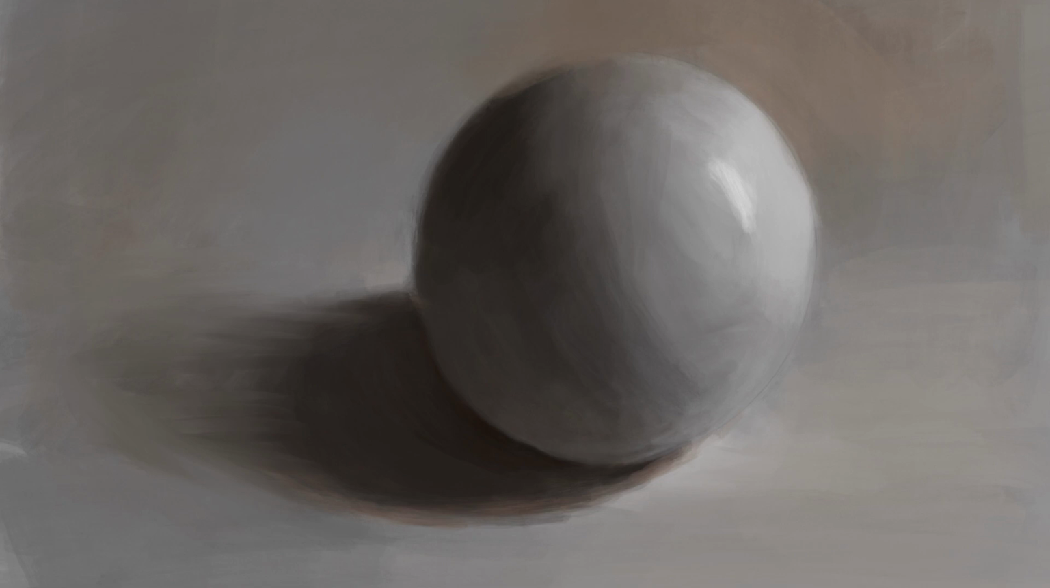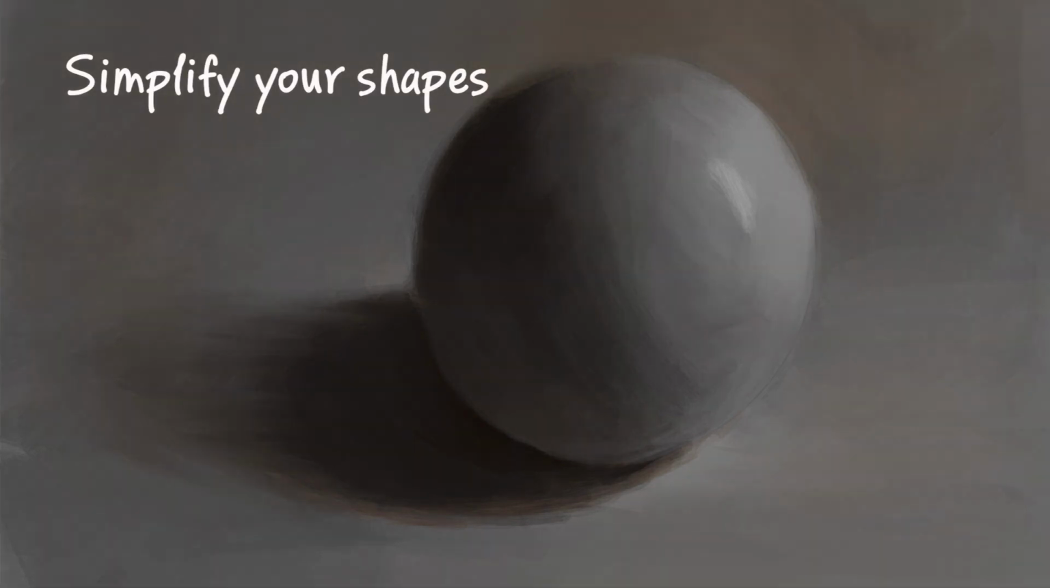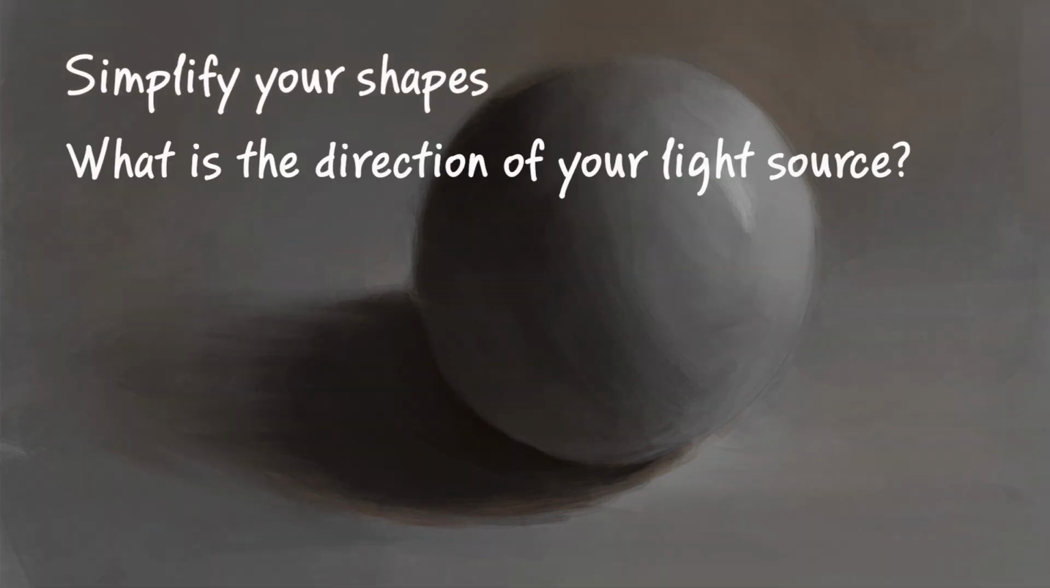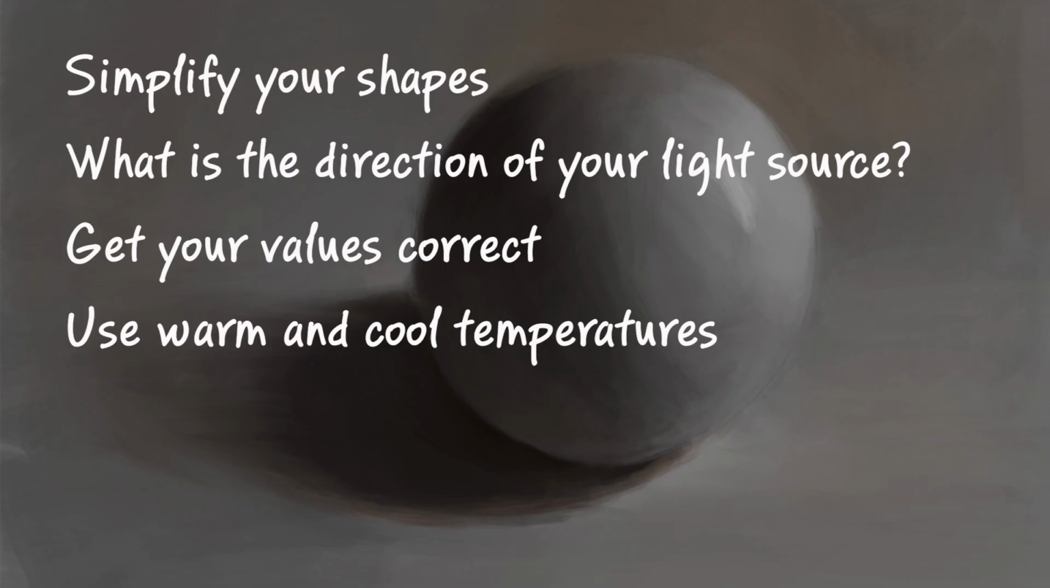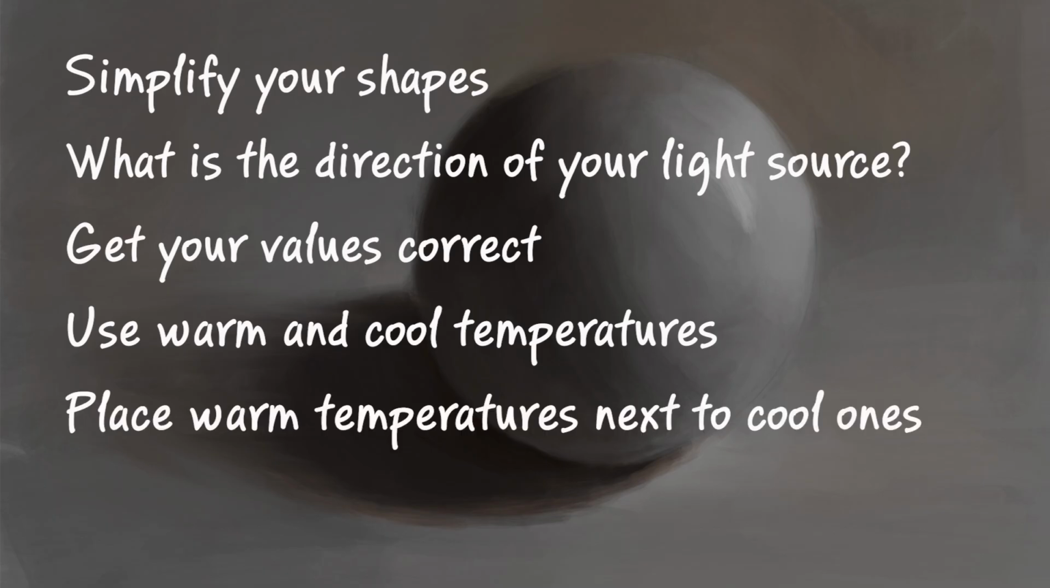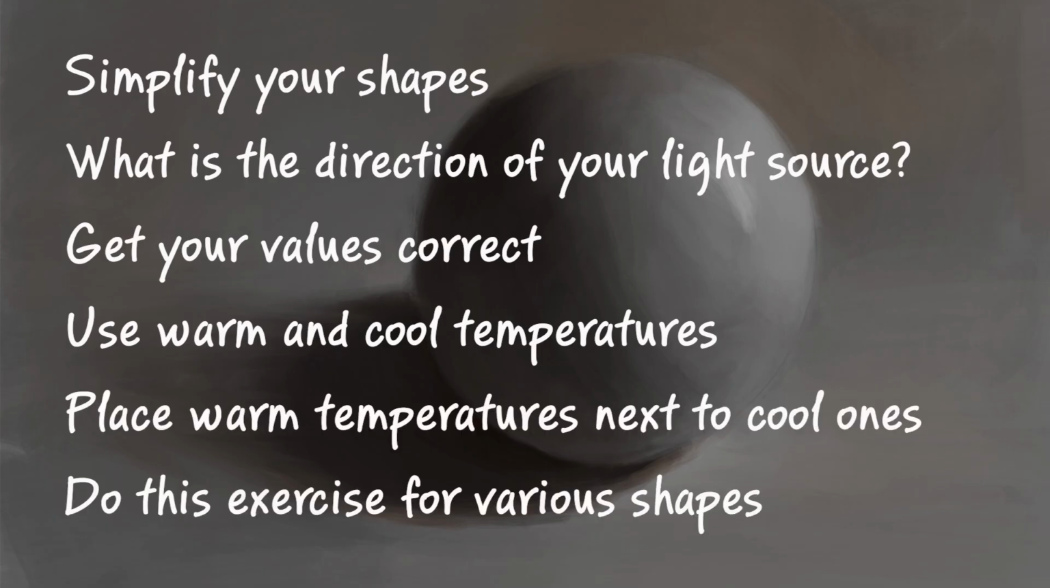To recap then, simplify your shapes when painting any object. Understand where your light source is coming from. Make sure your values are correct. Use warm and cool temperatures. Place warm temperatures next to cool ones. Do this exercise for other shapes to help you learn about light.